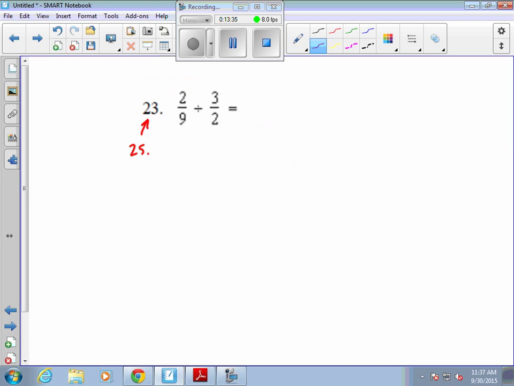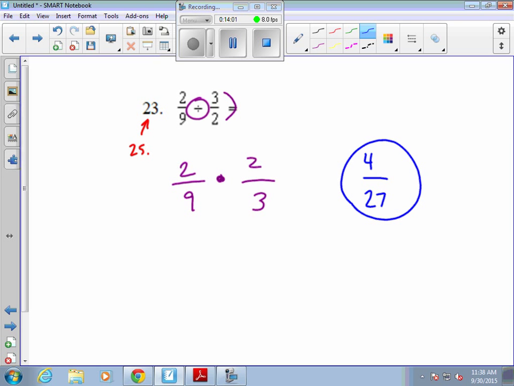Number 23, again, was 25 on a couple of y'all's versions. 2 over 9 divided by 3 over 2. You're dividing fractions. 2 over 9, when you divide fractions, you multiply by the reciprocal. 3 over 2 becomes 2 over 3. If you multiply straight across, 2 times 2 is 4. 9 times 3 is 27. There's no number that goes into both 4 and 27. That is your simplified version.